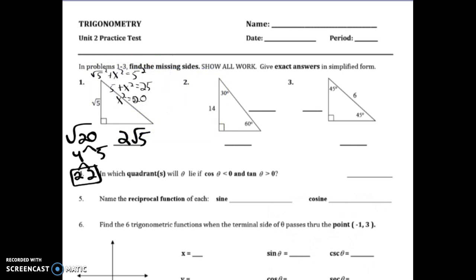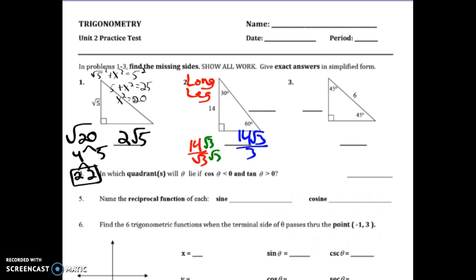Here I recognize this as a 30, 60, 90. They have given me the long leg of the triangle. So I'm going to label this long leg. Well, if I wanted to get the short leg, I have to take the long leg, which is 14, and divide that by rad 3. I really don't like the way that looks, so I need to tack a rad 3 to top and bottom. That's called rationalizing. So my final answer over here for my short leg is going to be 14 rad 3 all over 3.